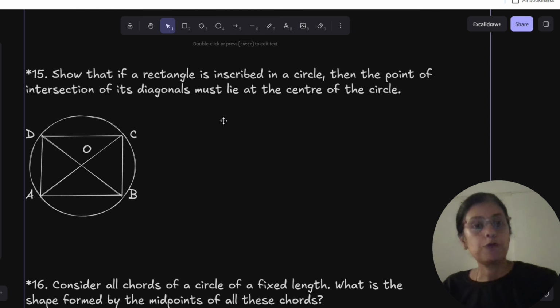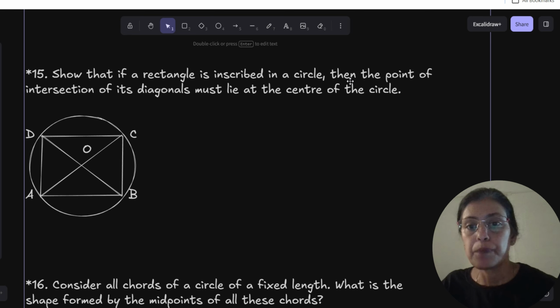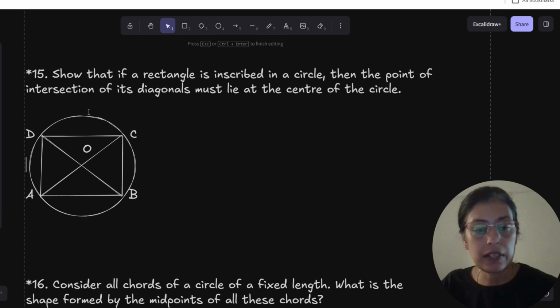So coming to question 15, show that if a rectangle is inscribed in a circle, then the point of intersection of its diagonals must lie at the center of the circle. So I have drawn a circle here, and I have drawn a rectangle A, B, C, D inside the circle. And the diagonals BD and AC are meeting at the point O, right? So what we need to prove here is that O is the center of the circle because it is the intersection of the two diagonals.